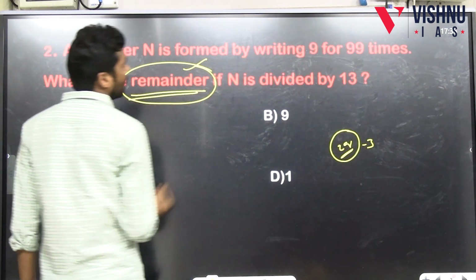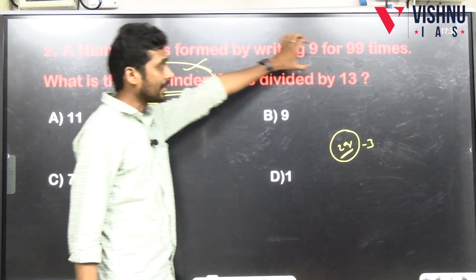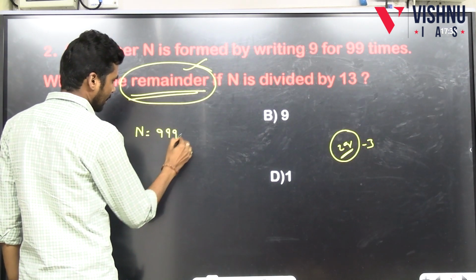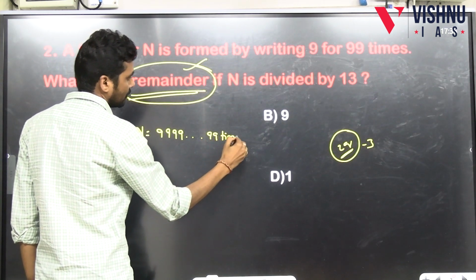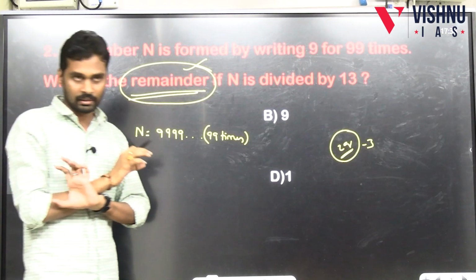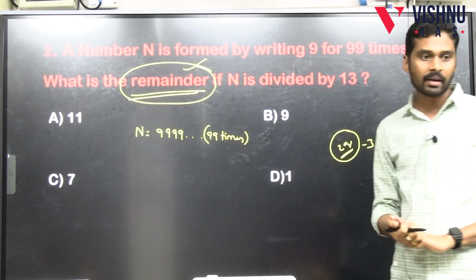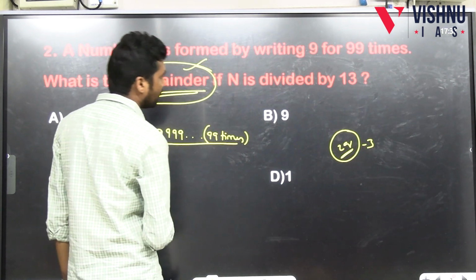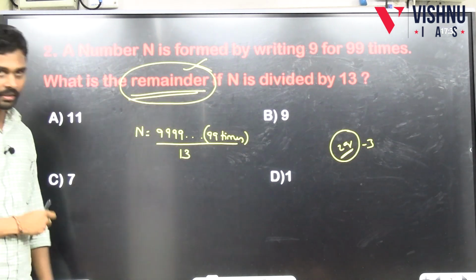See, a number n is formed by writing. So there is a number. What is that number n? It is formed by writing 9, 99 times. So what is that number? 9, 99, 999, 9999. Likewise, how many times are we writing? 99 times. There is a big number. The complete number has only 9s, and that 9 is repeated 99 times. Now, what is the remainder if n, this number, is divided by 13?